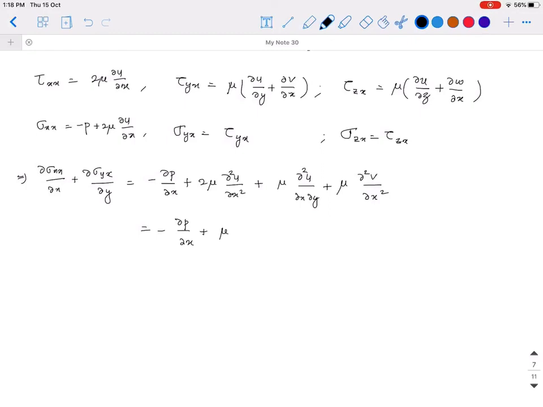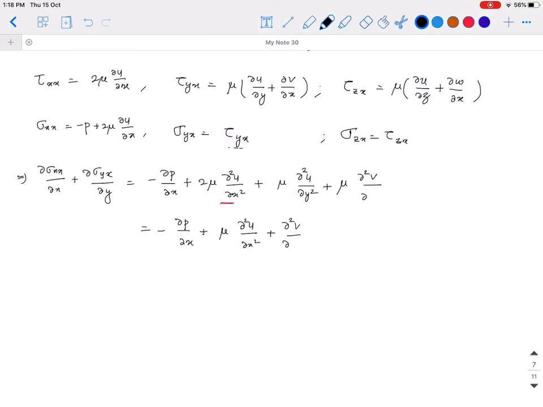Okay, so now the first term remains, dou p by dou x, plus let us combine these two terms to be mu dou square u by dou x square. Sorry, I have made a mistake here, sorry. So this would be, so we have to differentiate sigma yx with respect to y, so that would be dou square u by dou y square.